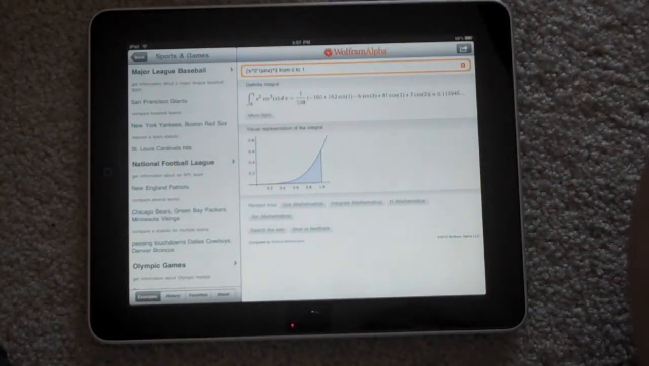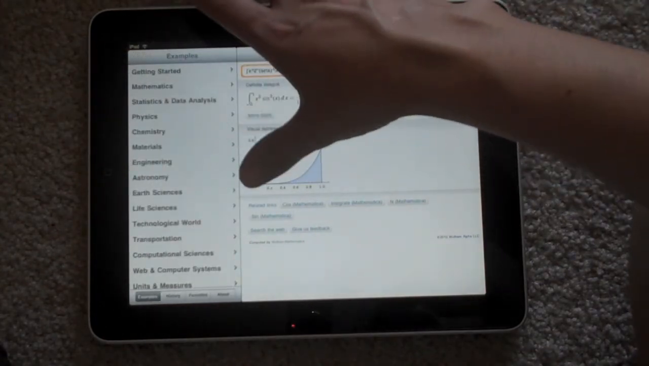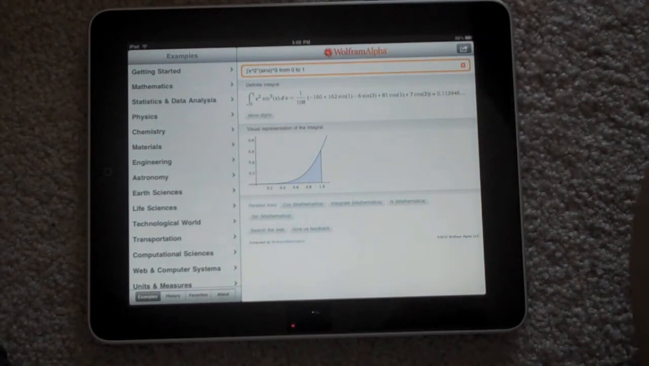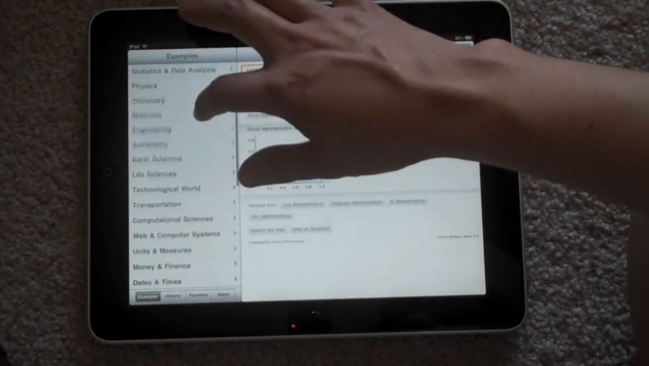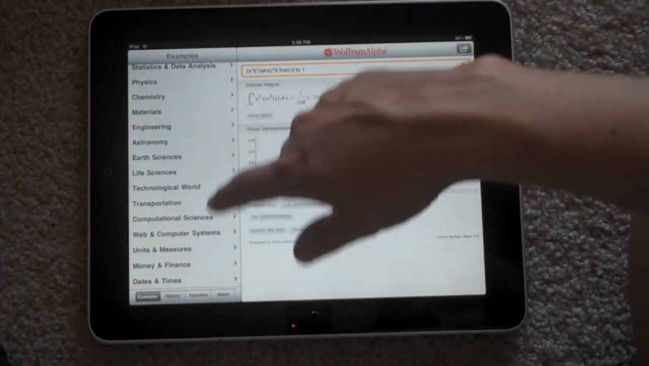That's just one example of how you can use WolframAlpha to do math. And there's so much more WolframAlpha can do. There's a bunch of statistics, there's physics, chemistry, engineering, astronomy, earth sciences, life sciences.